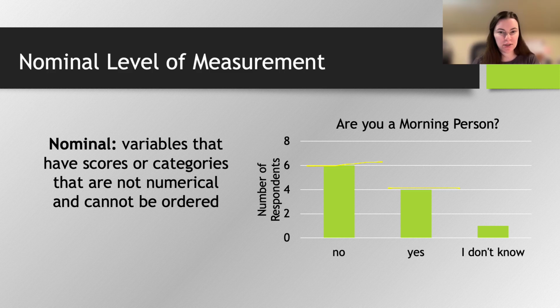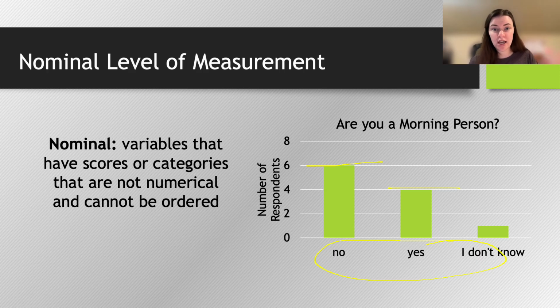A couple things to notice here on our x-axis. Our x-axis here only has non-numerical categories, so you don't see any numbers. It's not like we're asking them on the survey, how many times did you wake up in the middle of the night?